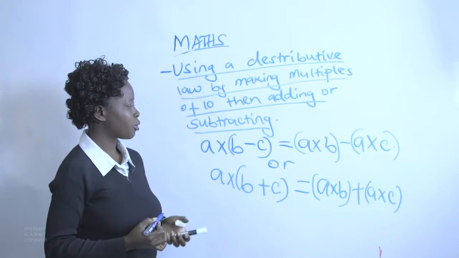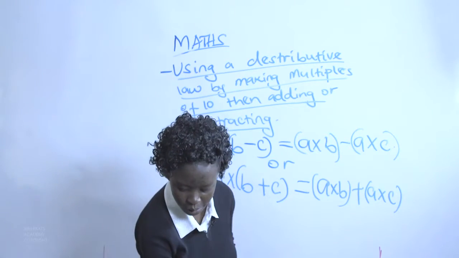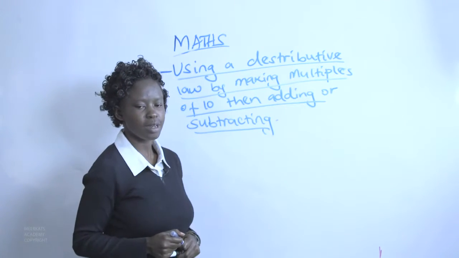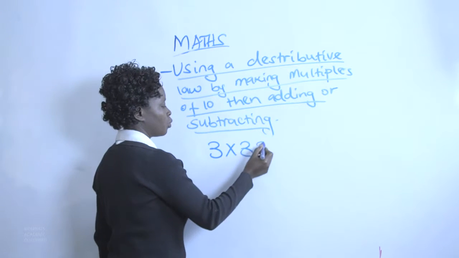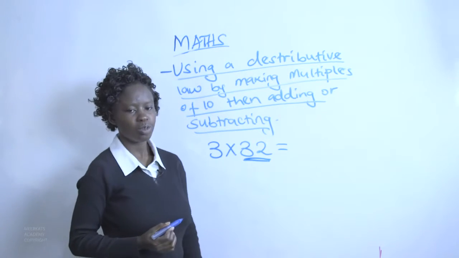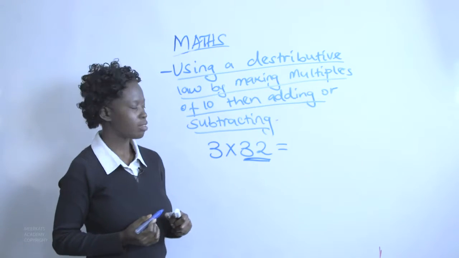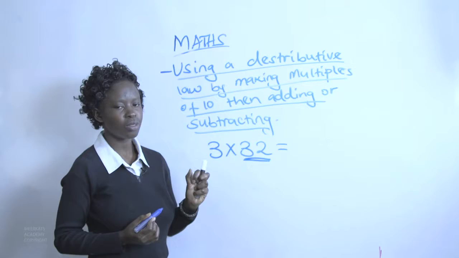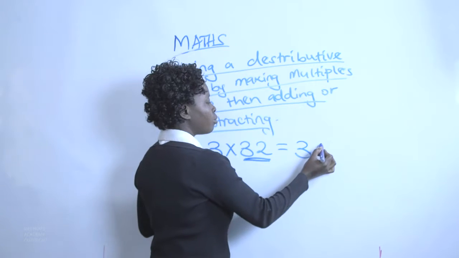So what do we mean by whatever we are writing on this board? This one can be illustrated easily using the following examples. If, for instance, I'm having 3 times 32. Then I can make this 32 to be a multiple of 10. The nearest multiple of 10 from 32 is simply 30. So from this 30, for me to get 32, then it means I have to add 2 on the 30.